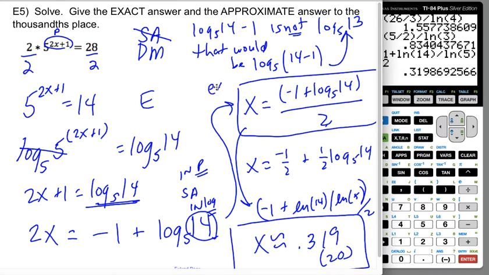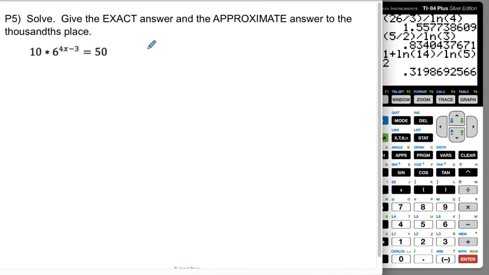So again, this is my exact answer. This is my approximate answer. All right. Okay. Last one, give it a try. So again, do your subtraction and addition first. There isn't any division and multiplication. I can divide by a 10.